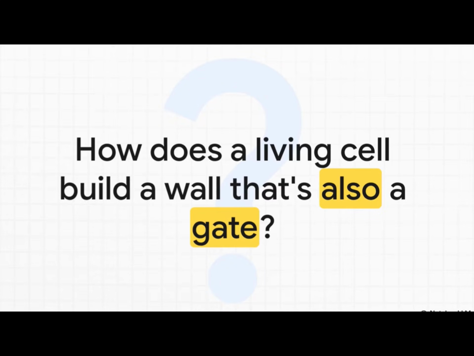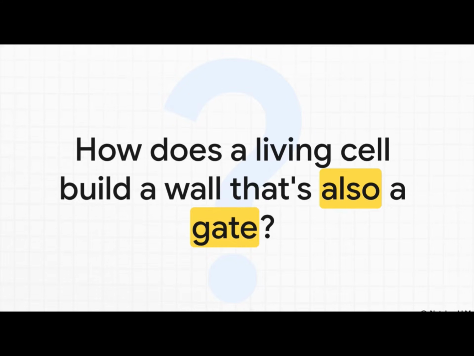Let's start with a really fundamental problem that every single cell has to solve. Okay, picture this. You've got a bustling city. It needs walls, right? For protection, to keep everything organized and safe inside. But a city that's completely sealed off from the world is gonna die. It needs roads and gates for trade, to bring in supplies, export goods, and get rid of all the trash.